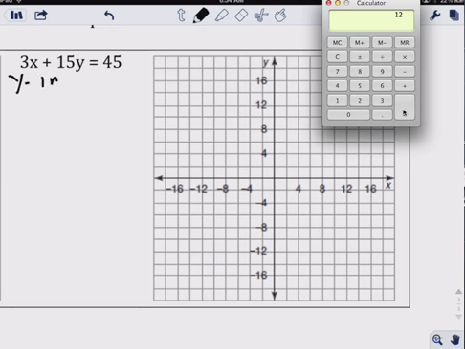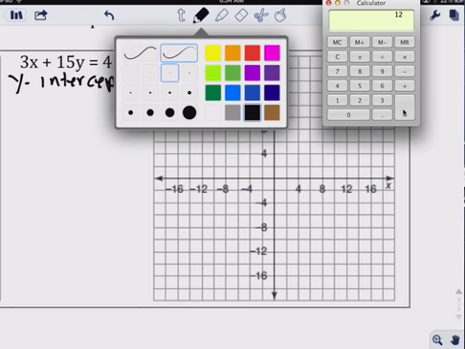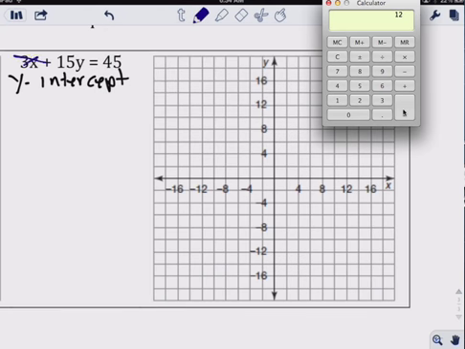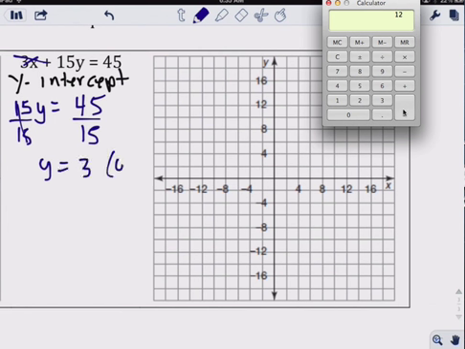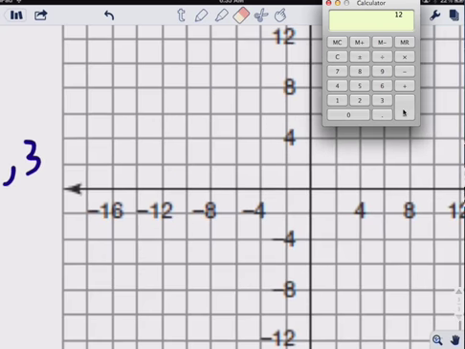The y-intercept. We got 15y equals 4x. Not there because it's 0. 3 times 0 is 0. That's 3, right? Y is 3. So this is (0, 3). Oops. That's (0, 2). (0, 3) is okay. Right there, in between 2 and 4.